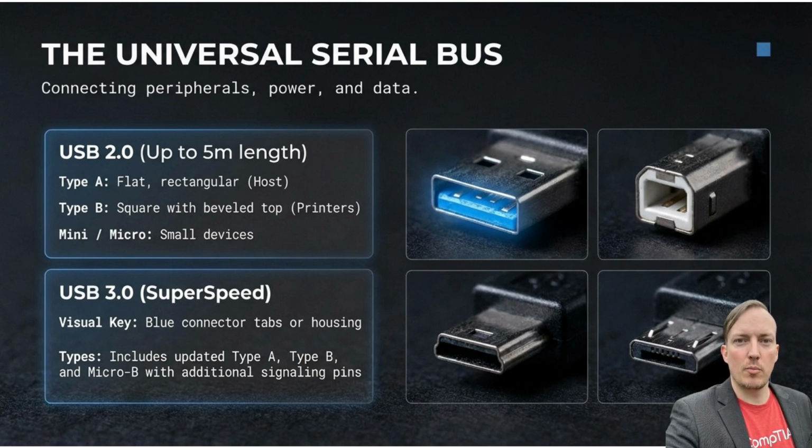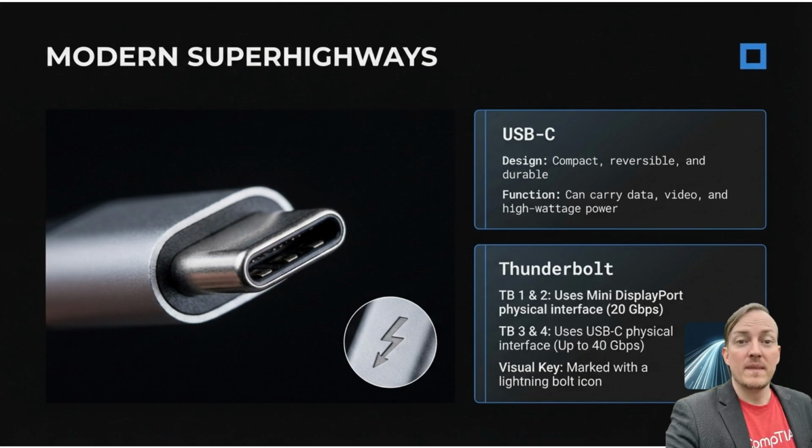USB 3.0 brought super speed to the table. You can easily spot a USB 3.0 port by its blue connector tabs or housing. USB 3.0 updated the Type A, Type B, and Micro B shapes by adding additional signaling pins to handle the faster data rates. The modern superhighway is dominated by USB-C.